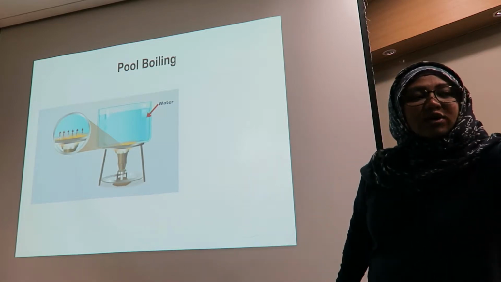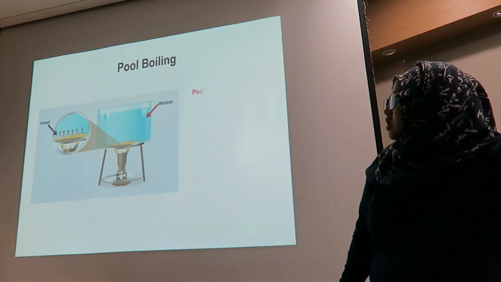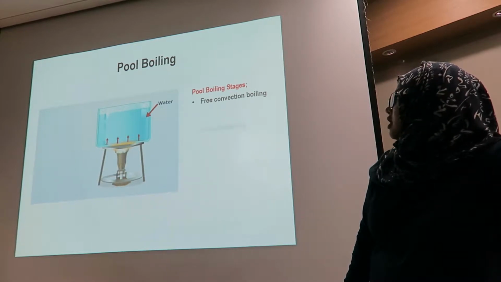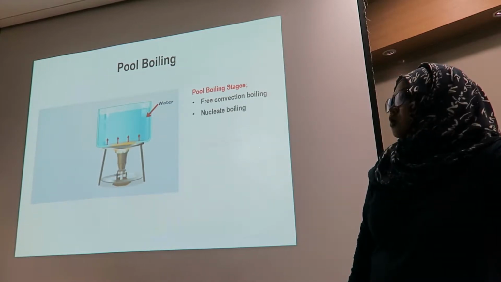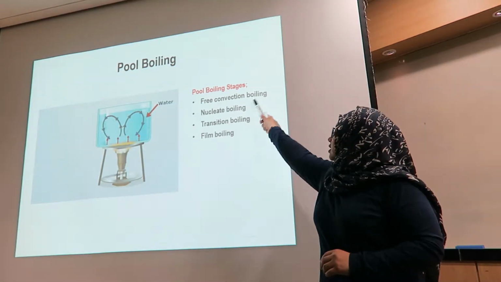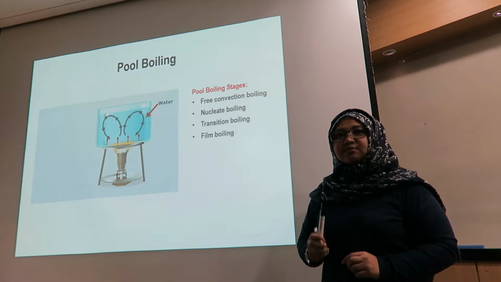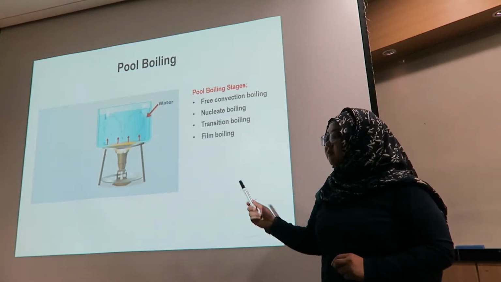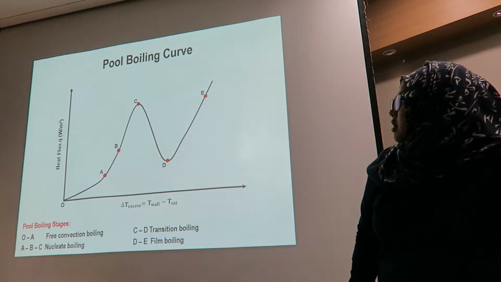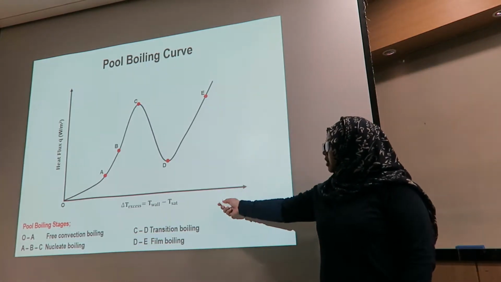And in this pool boiling process, there are 4 different stages, which are free convection boiling, nucleate boiling, transition boiling, and lastly film boiling. These 4 stages can be easily plotted on a graph of heat flux versus temperature difference. So let's plot. Okay, this is the plot.